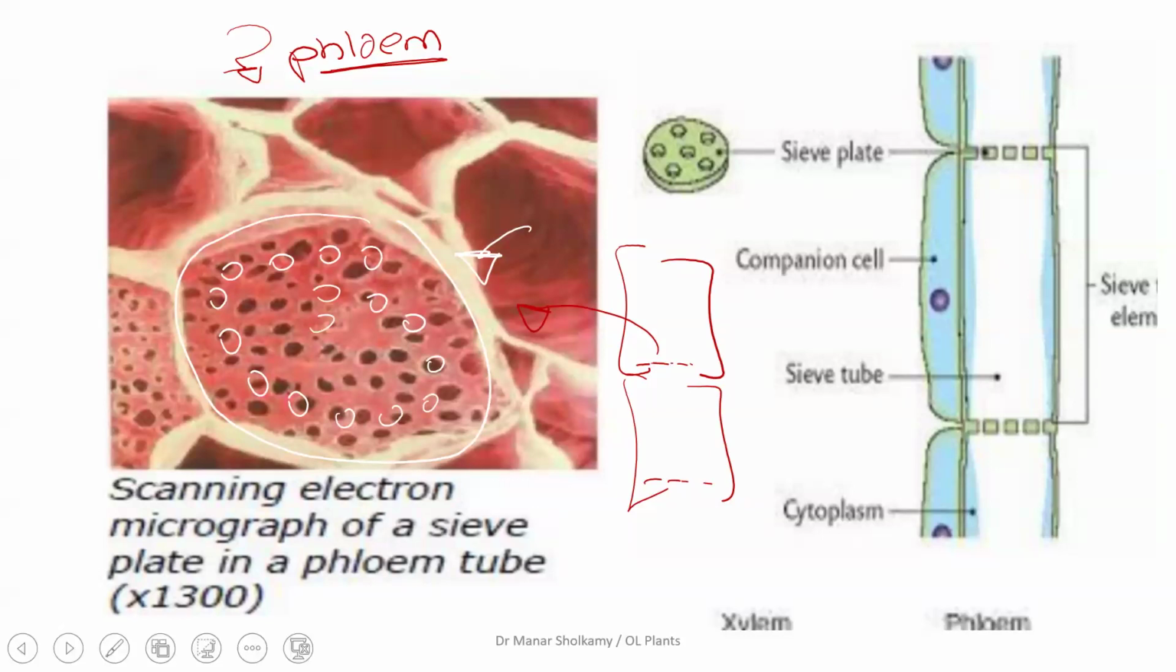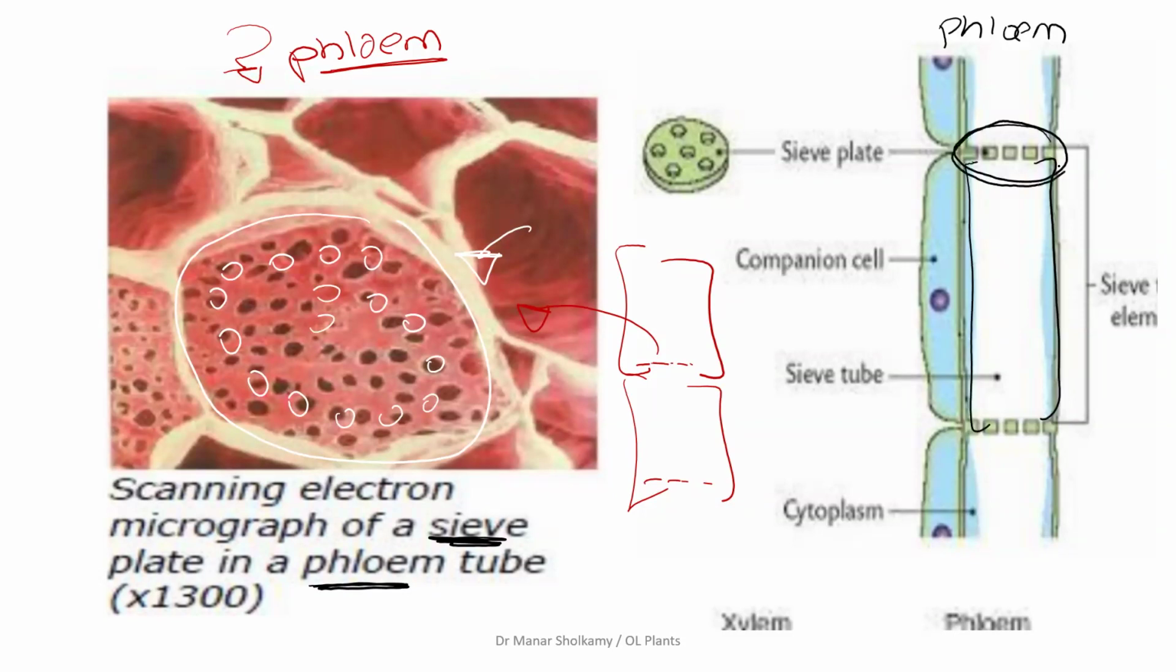This is a scanning electron micrograph of a sieve plate in a phloem tube. Good. Now, the last thing I wanted to mention, again, this is a picture of the phloem tissue. As you can see, you have cells on top of each other, just like the xylem, but here I have incompletely broken down end walls that look like a sieve plate, so they called it the sieve tube element.